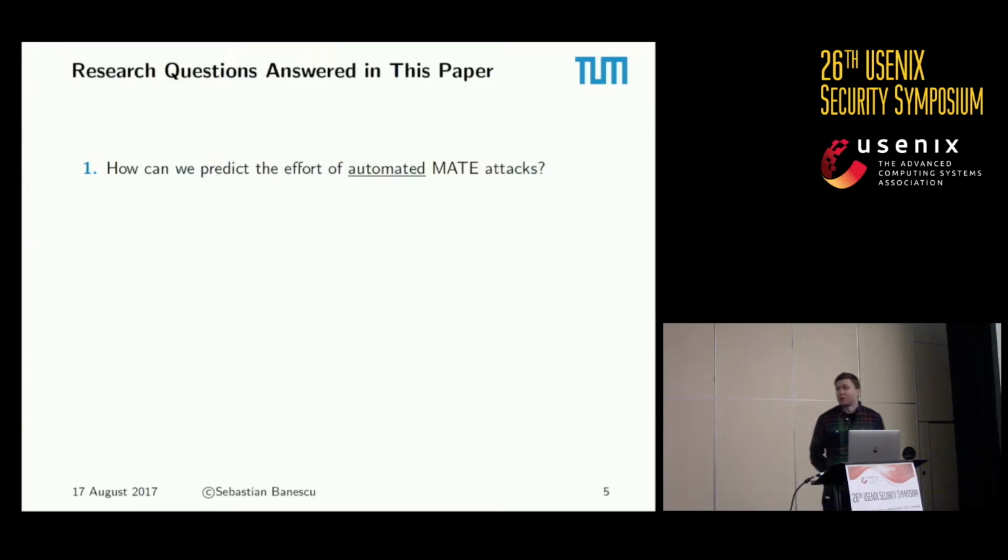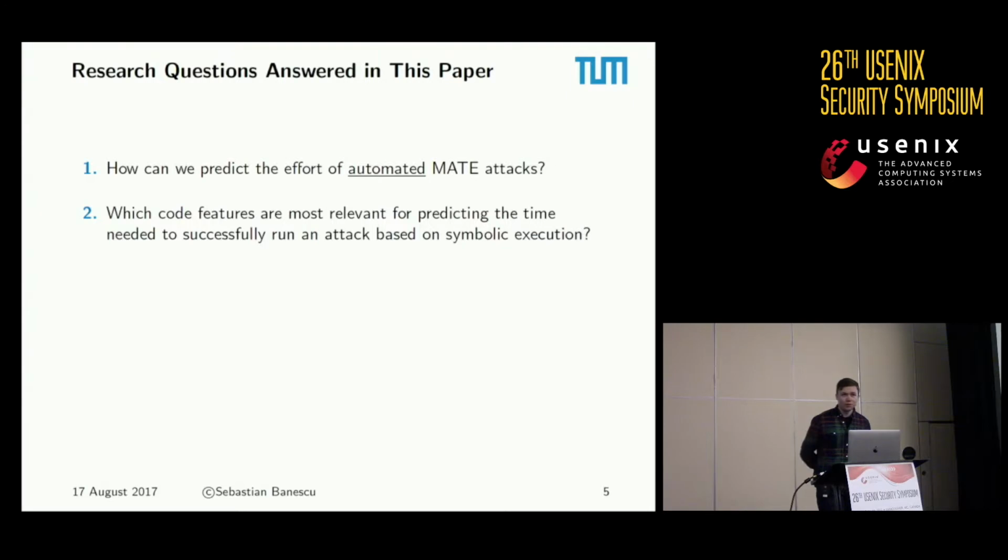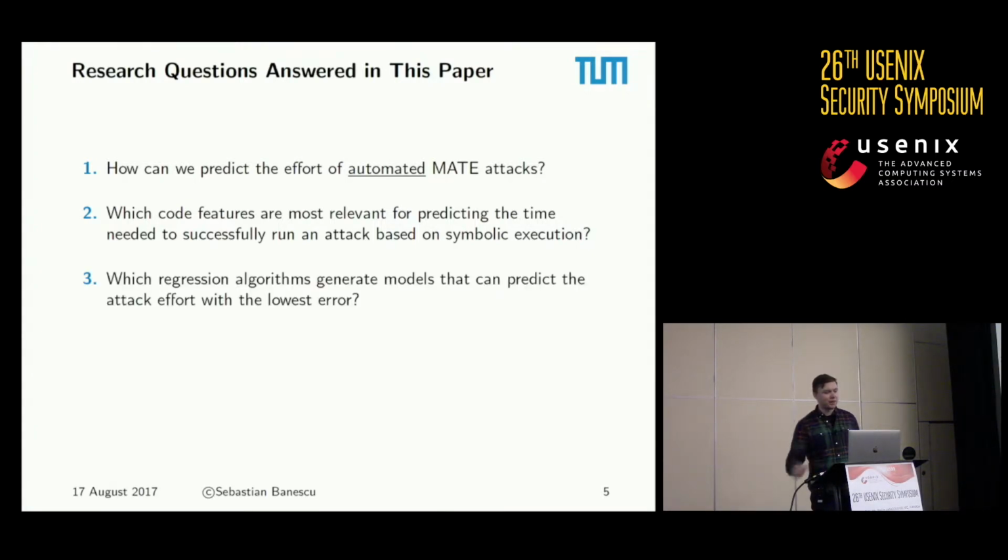Now, the research questions which we answered in this paper are: how can we actually predict the effort needed to deobfuscate a program using these automated reverse engineering attacks? Which features are important for predicting the time needed for such an attack? We performed a case study on symbolic execution. Therefore, in this paper, we give the features which are relevant for symbolic execution. And thirdly, we want to see if there is a big difference between different regression algorithms used to perform this prediction.